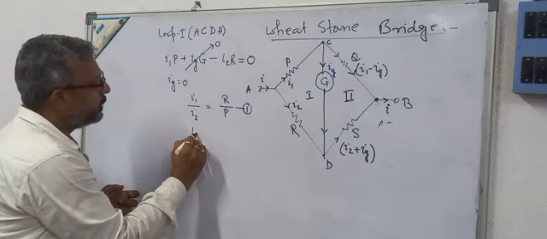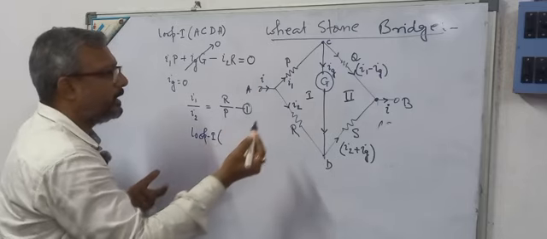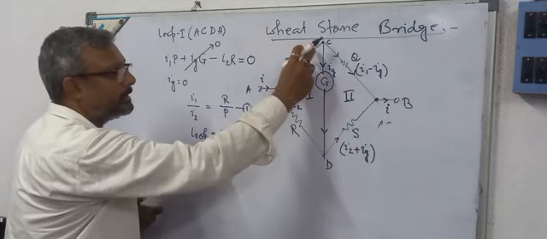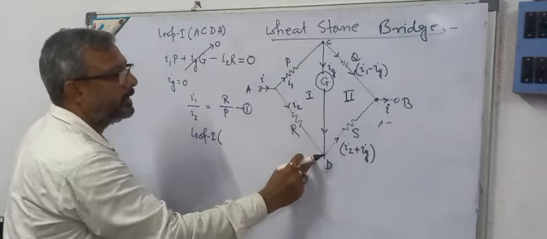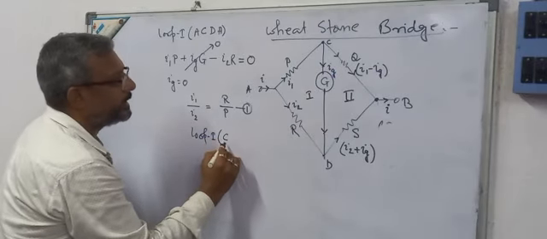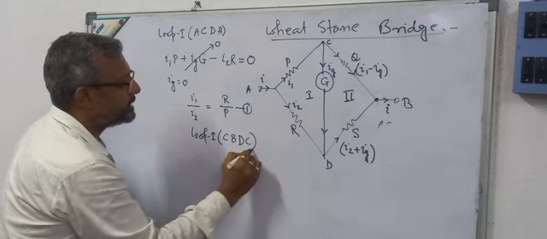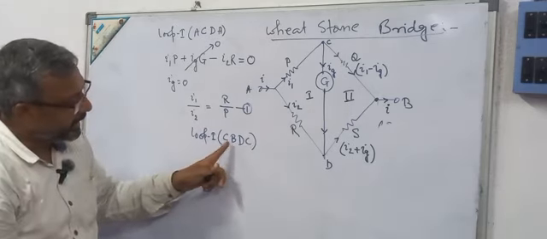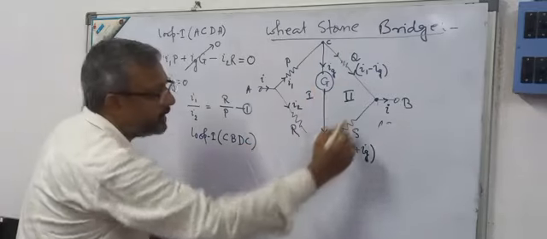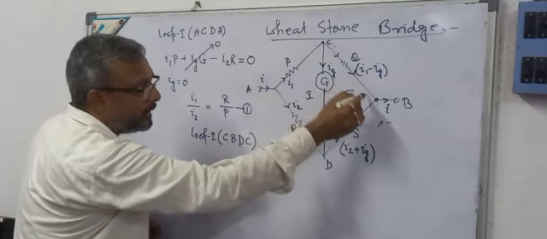Similarly, if we consider loop 2, in any direction, either you can take C, B, D, C, or you can consider C, D, B, C. Anyone we can consider. So take it C, B, then D, then again C. I am starting from C and ending at C. That's why it is called a loop. Within this loop I have taken from C to B, and current is also flowing along this direction.